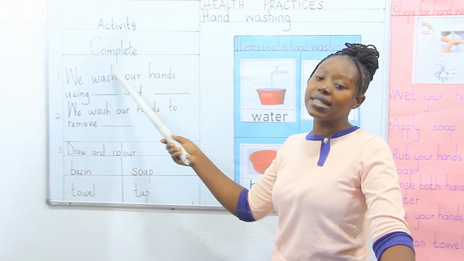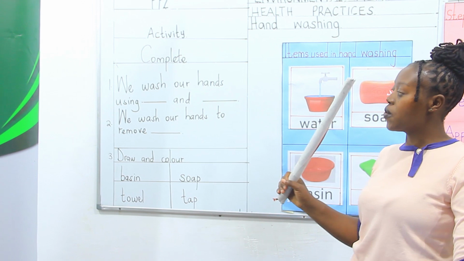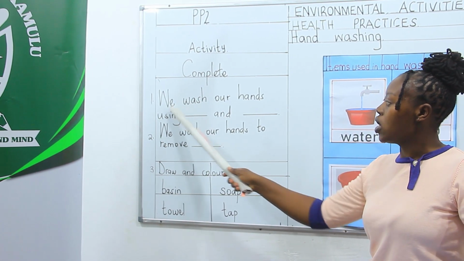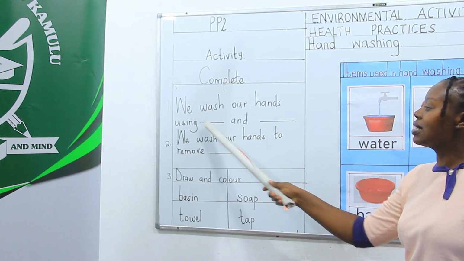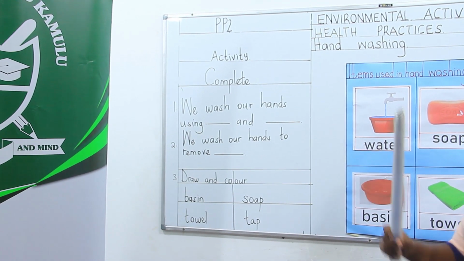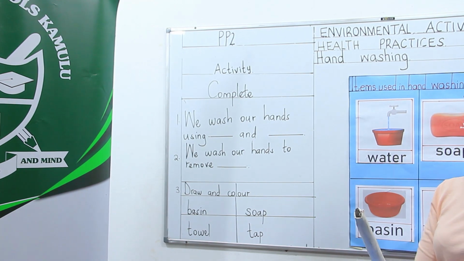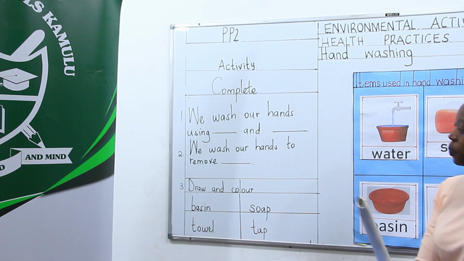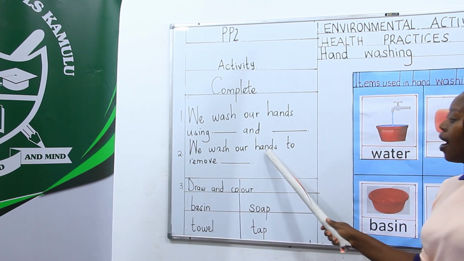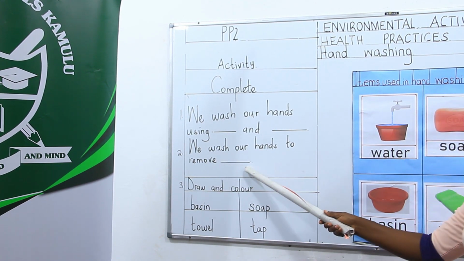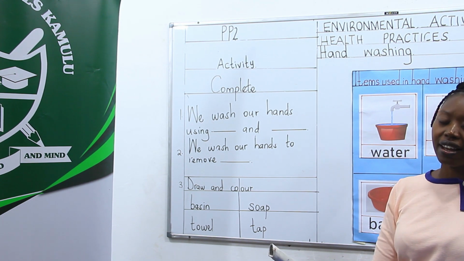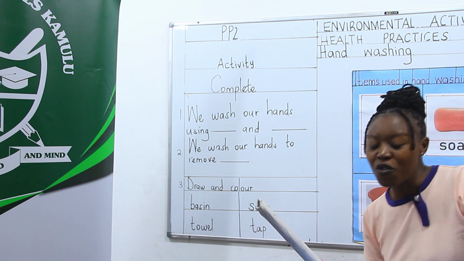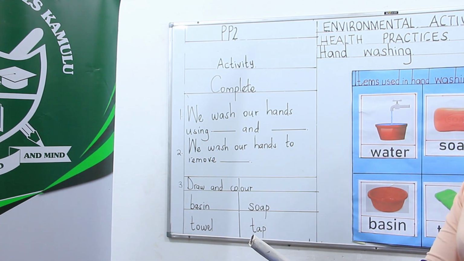So you will be completing the sentences that we have written down for you. Sentence number 1, it says, we wash our hands using dash and dash. Remember, earlier I had told you the things we use to wash our hands. Then we move on to sentence number 2. We wash our hands to remove dash. Remember, I told you this and I emphasized this to you, the importance of washing our hands.